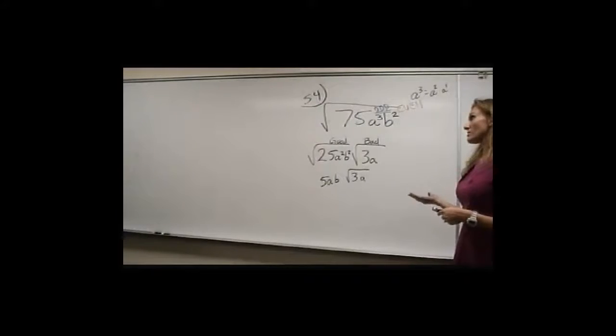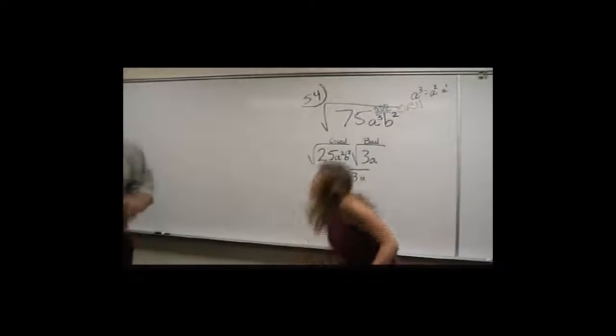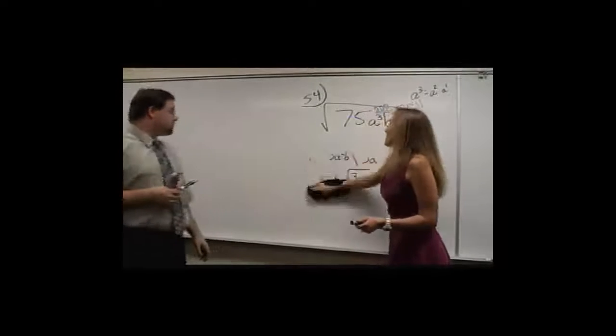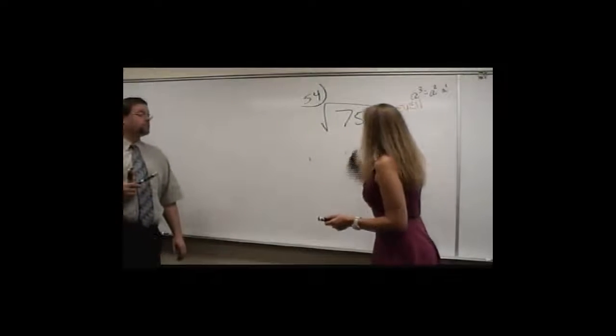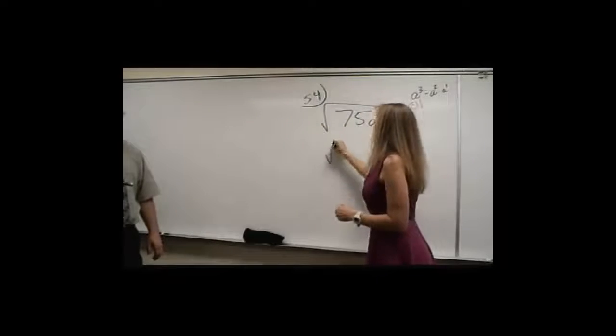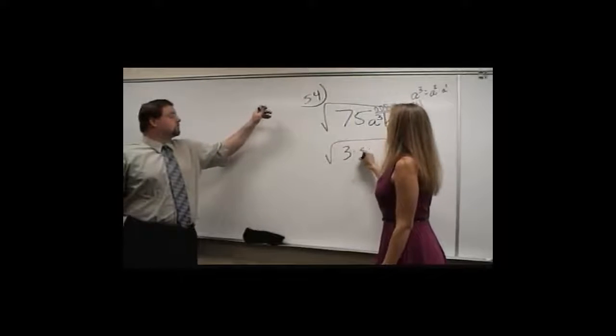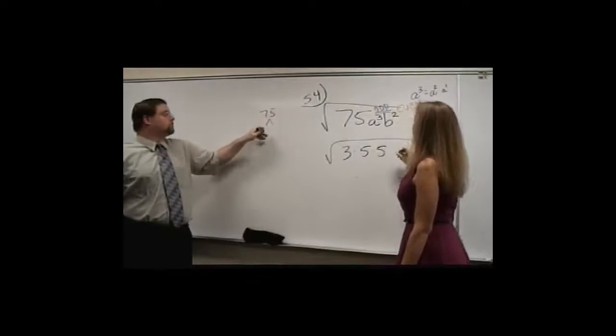Now, the next thing that we can do is look at the other method, which requires prime factorization. If I want to look at the prime factorization of this radical, 75's prime factorization is 3 times 5 times 5.